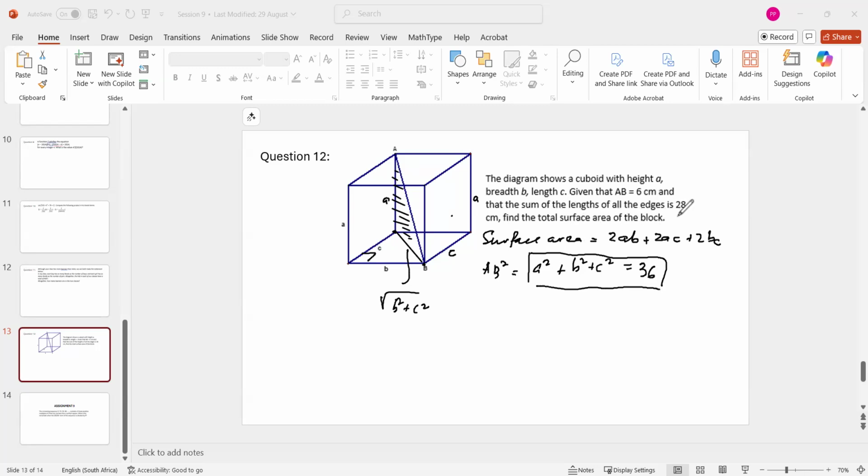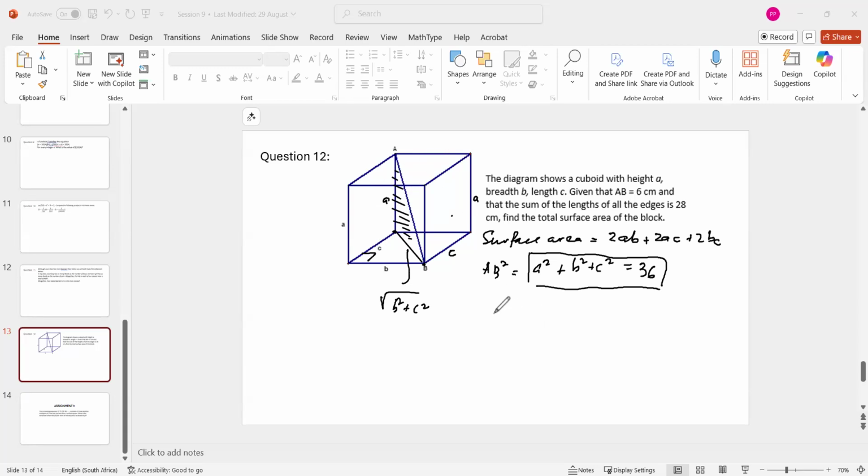You know the sum of all the edges is 28. Now, there are 12 edges. There are 4 on each face. 4 at the top. Okay, so you have the sum of all the edges. Let's take the 4 at the top.